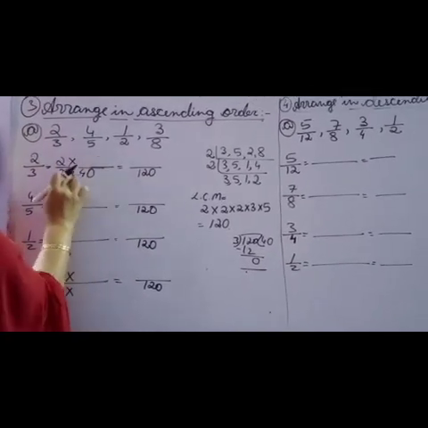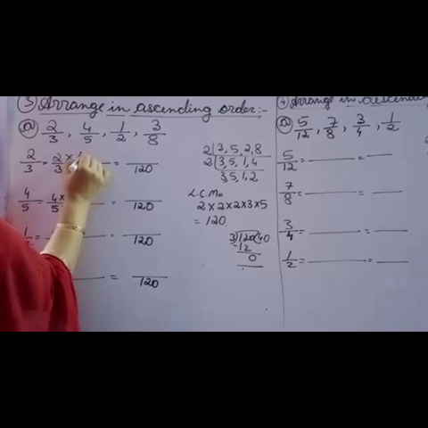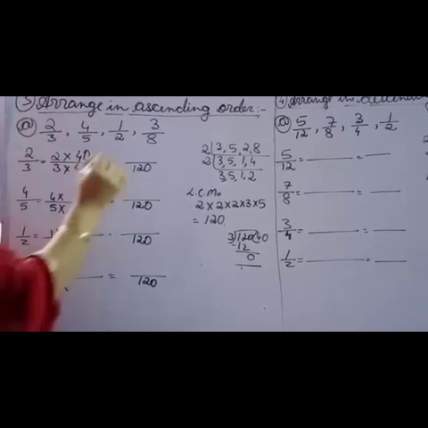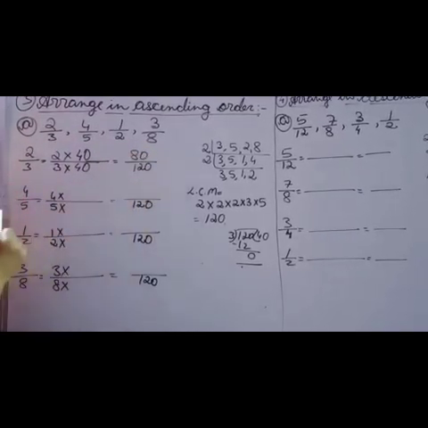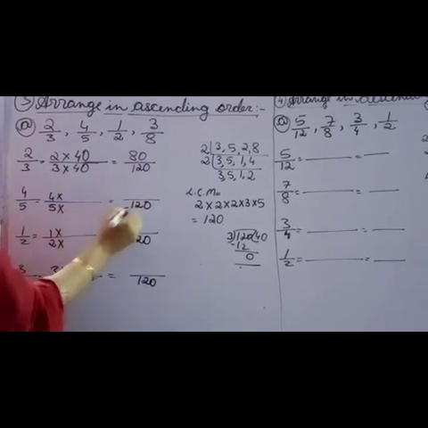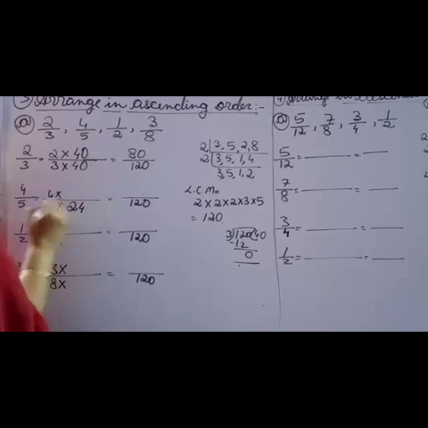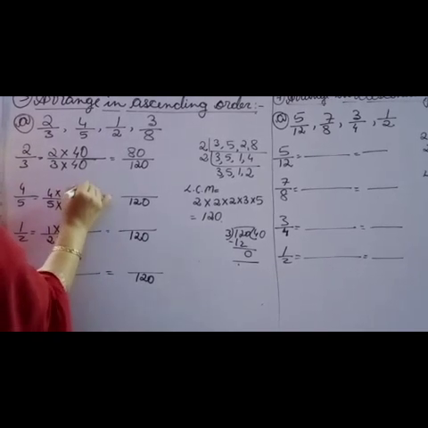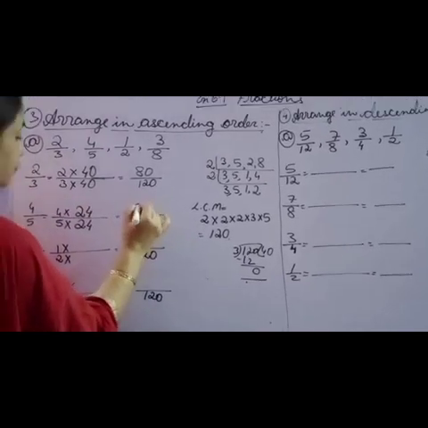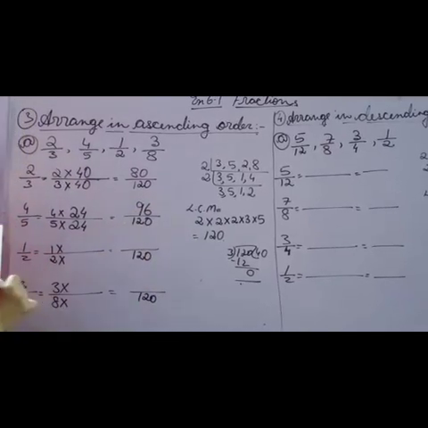If here I will multiply by 40, so up also I will multiply by 40. So this is equal to 80. Again 5 into what is equal to 120? If you divide, you will see it is 24. So up also you multiply by 24. So it will be 96.